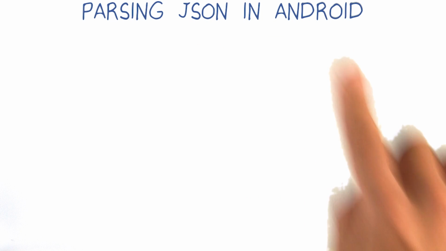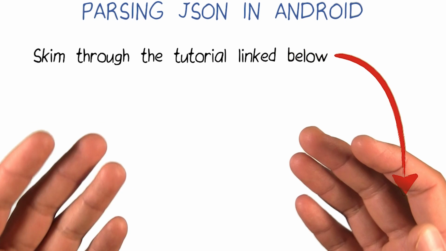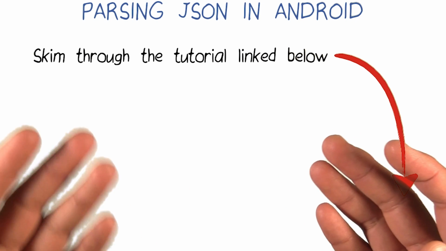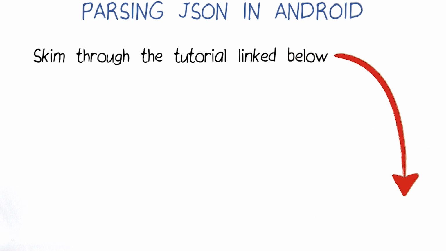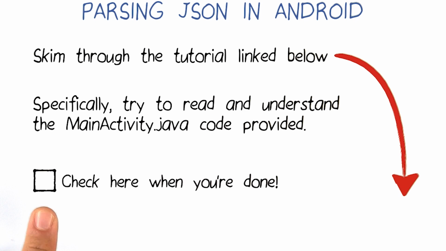In this next quiz, I'd like you to read through the linked tutorial on JSON parsing in Android. Now this example will be a little bit more complicated than the candies example we walked through together, but I want you to try and understand as much as you can. Specifically, try and read and understand the MainActivity.java code. Check here when you're done.